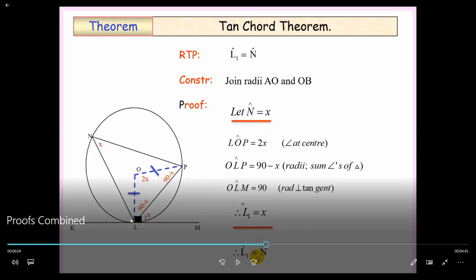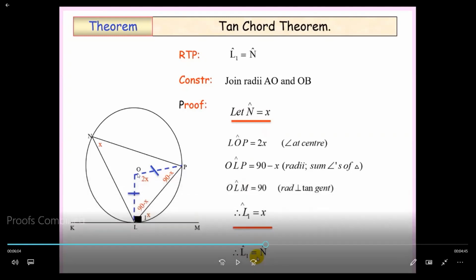So if you look at this, the most important thing, Mr. Katide, is that you must do your construction. You got to join L to the center and P to the center. If you do that, you got radii. Now, start off with N to be x. Then O is 2x because angle at a center.